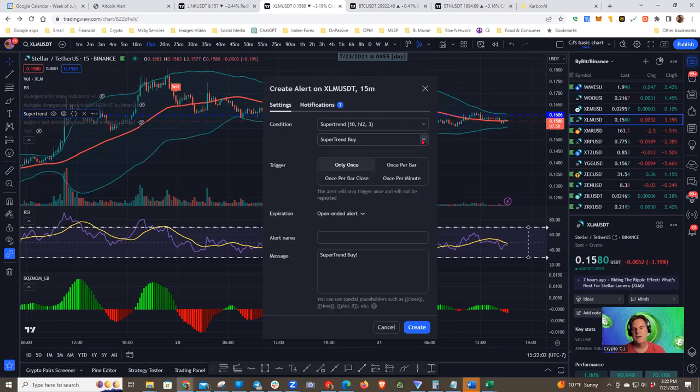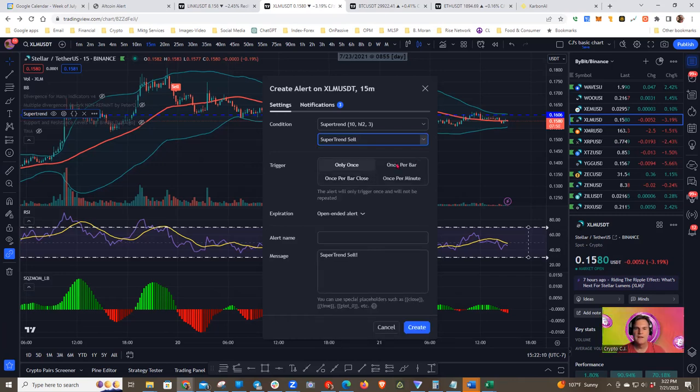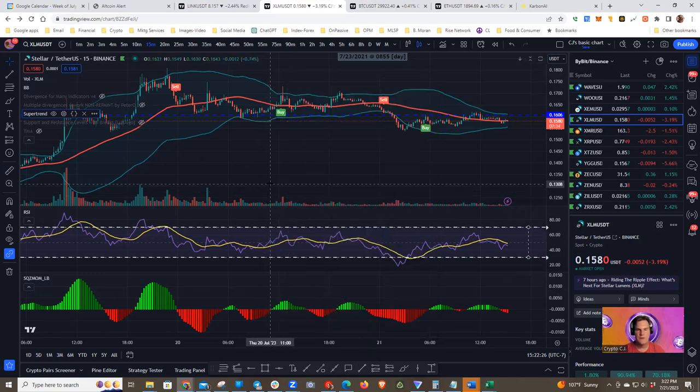If you're doing spot, you're going to want to stick with the buy. If you want to do a weekend short, like I frequently do, go with the sell. And most of the time during the week, I'm going with a direction change, so I'm trading both directions. So once per bar close, and a score, and you're good to go. I don't do alerts both directions. I don't do both super trend and divergence. I usually choose one or the other, but you could try it.